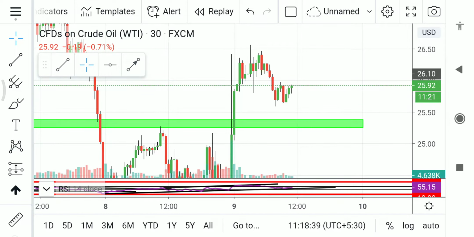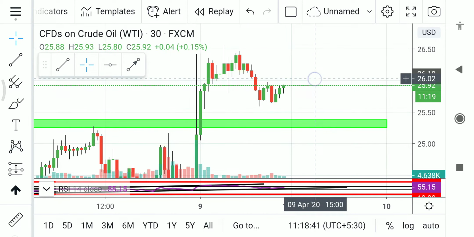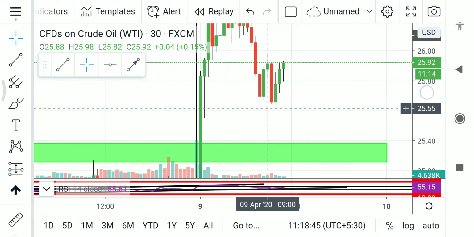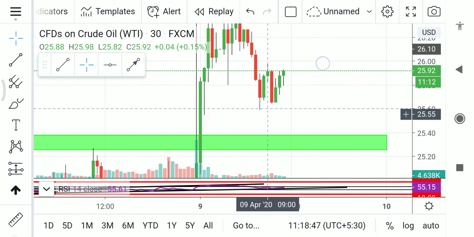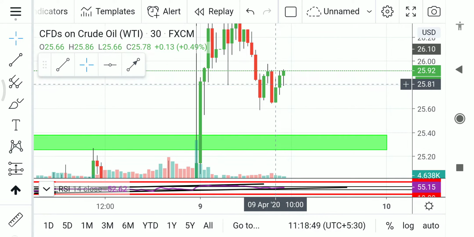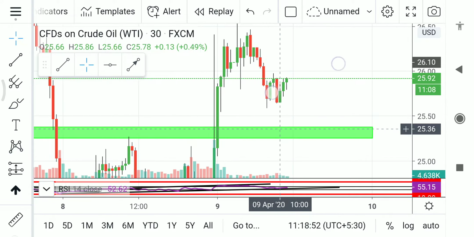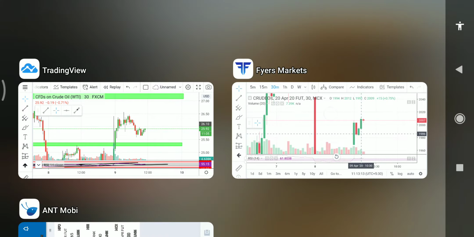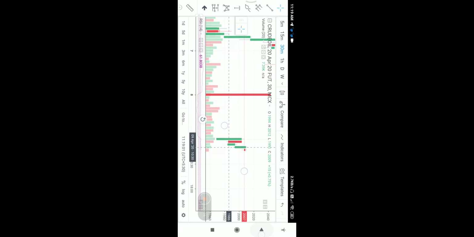Now the only hurdle is somewhere around the recent high of this candle around 9 o'clock which has formed. It will give a tough time to close above $26, and the next one will be around $27. Okay, I will go back to the Indian chart to give some views about that.